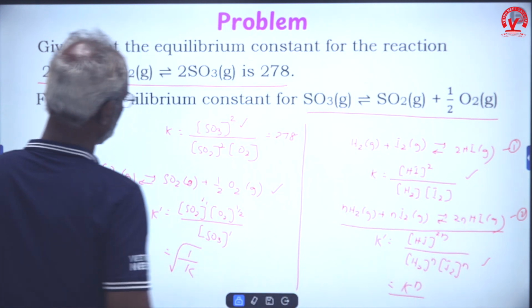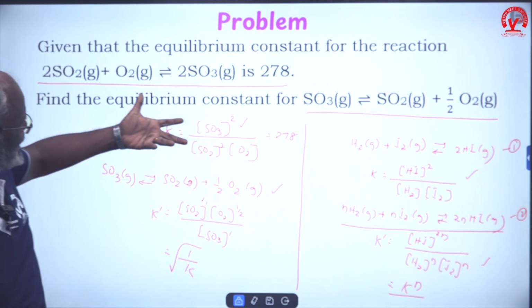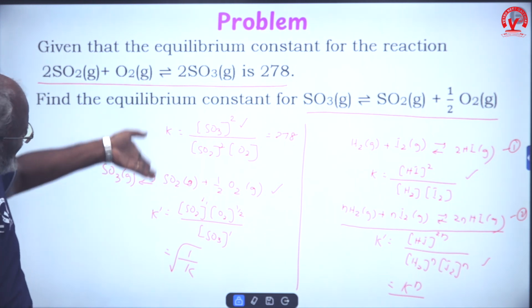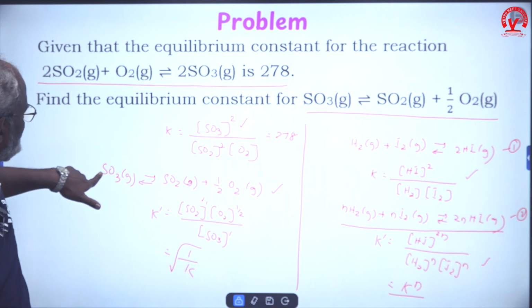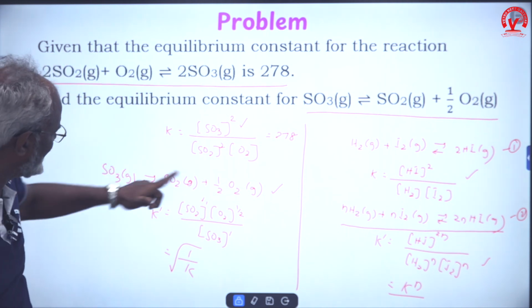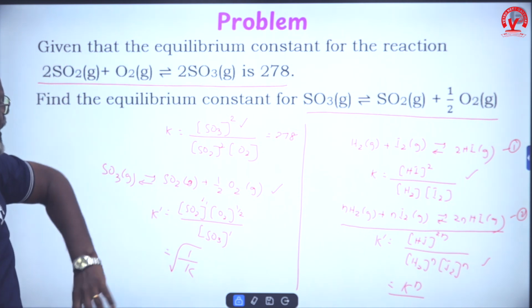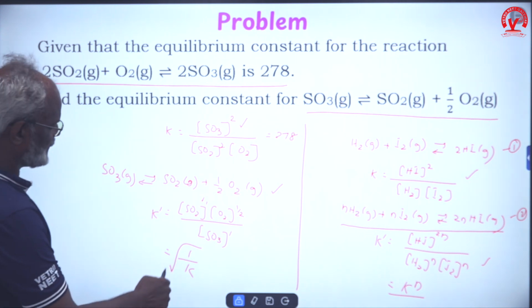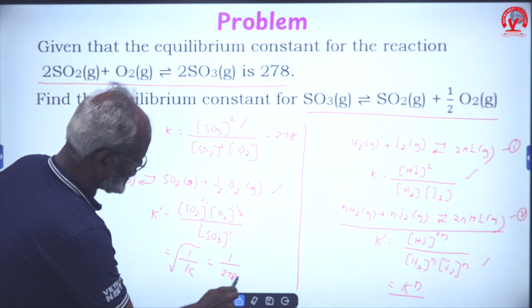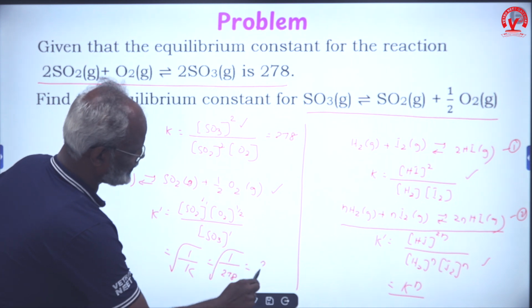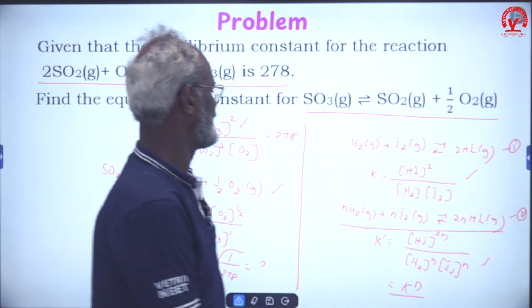Okay, so therefore, are you able to understand this? It has been the reciprocal, that is a reverse reaction, because SO3 is in the product here, and it is the reactant there. SO2, O2 are in the reactant here, and the product there. Then it has been divided by 2. Therefore, this is root 1 by K, or root of 1 by 278. So if you find that out, that is the answer.